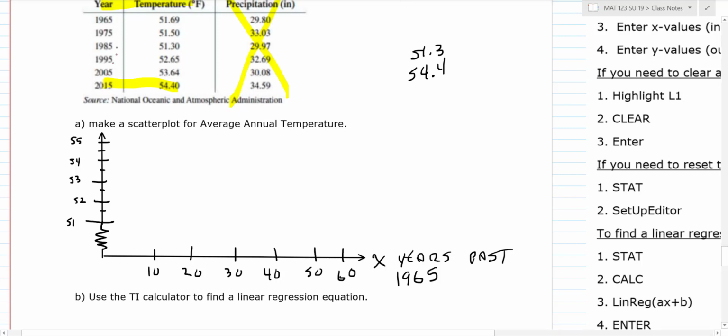Now all we're doing is just plotting points. So the first one has a data item of 51.69, so just do your best to estimate where that is. The second data item is 51.5, so it's a little lower. And then the next one at 20 years later is 51.3, so it's a tad bit lower. At 30 years, you shoot up to 52.65. So we're beginning to move up here, it looks like. At 40 years, you're up to 53.64.